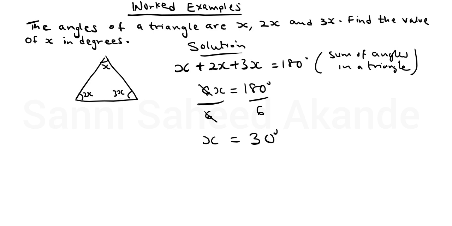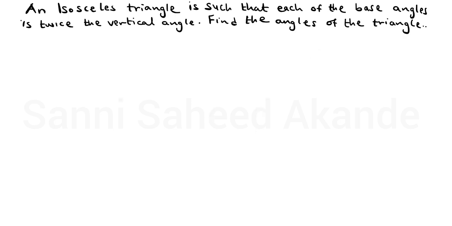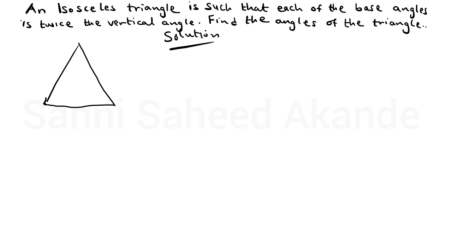The question says an isosceles triangle is such that each of the base angles is twice the vertical angle. Find the angles of the triangle. Solution. Here we are talking about an isosceles triangle. I'm going to sketch an isosceles triangle first of all. This is my isosceles triangle. It is an isosceles triangle because these two sides are equal, and the base angles too are equal. Those are the two major properties of an isosceles triangle.